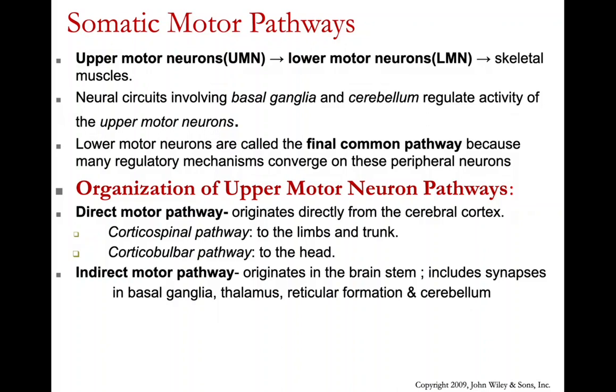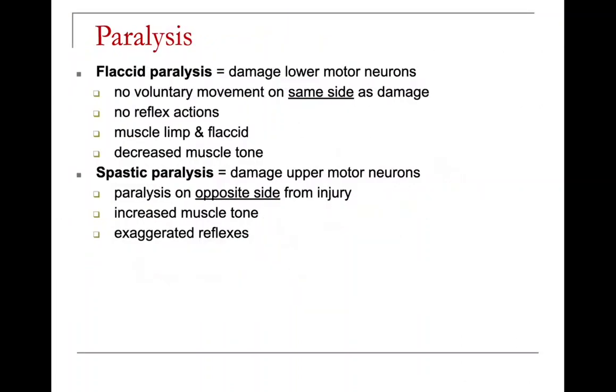So the direct motor pathway originates directly from the cerebral cortex. This includes the corticospinal pathway that goes to the limbs and trunk. The corticobulbar pathway goes to the head. The indirect motor pathway originates in the brainstem, and it includes synapses in the basal ganglia, the thalamus, the reticular formation, and the cerebellum.